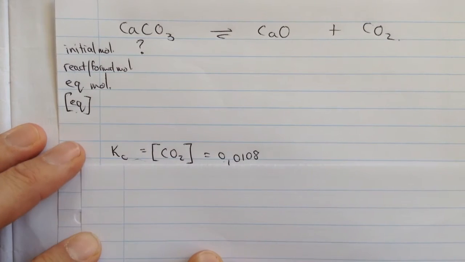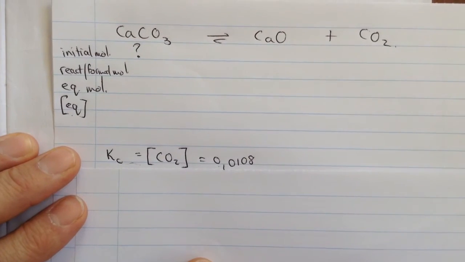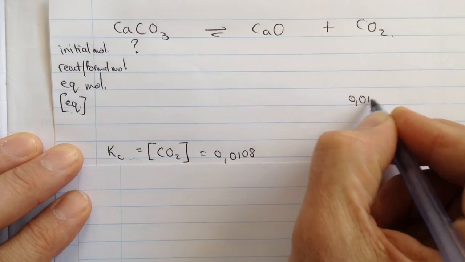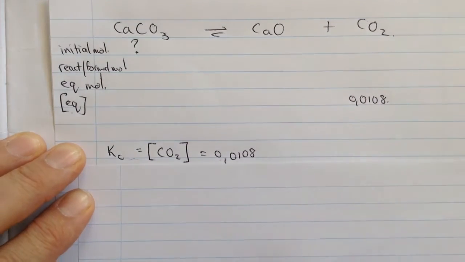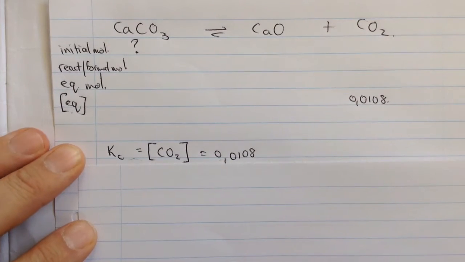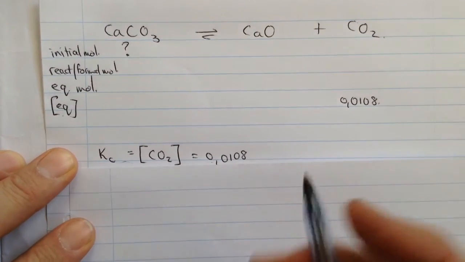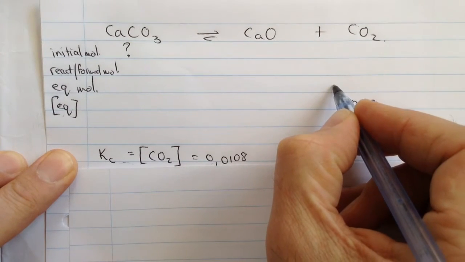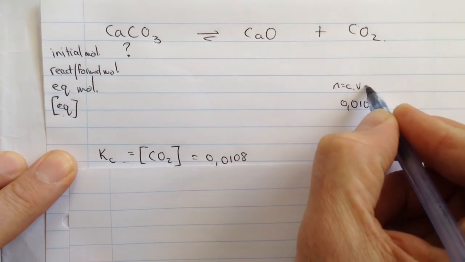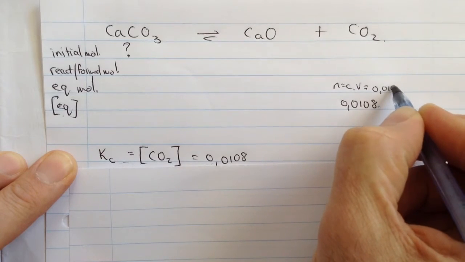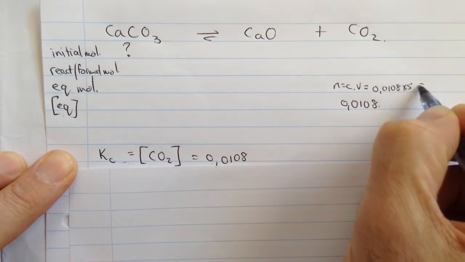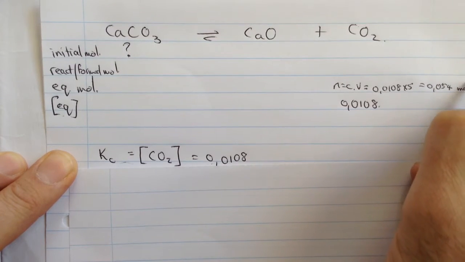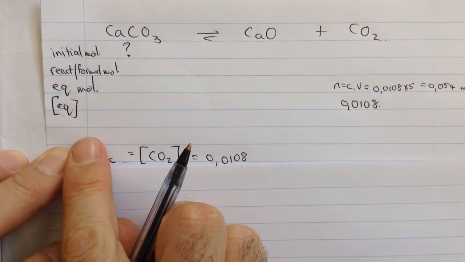So that can now go into my table under equilibrium concentration. So that will go in here, 0.0108. But they told us that the volume of this container is 5 cubic decimeters. So with that information, I can then fill in the equilibrium mole. And that is n equals c times V. And the concentration 0.0108 times 5 is 0.054 mole. Okay, so now I've got my equilibrium moles.